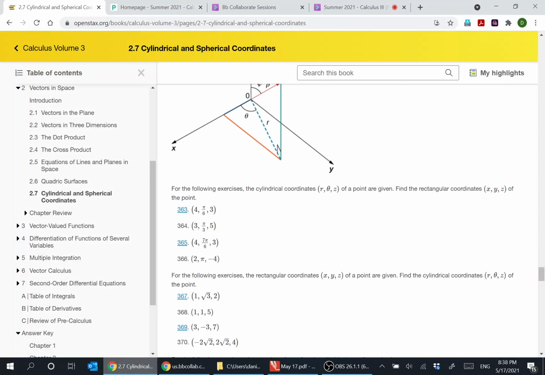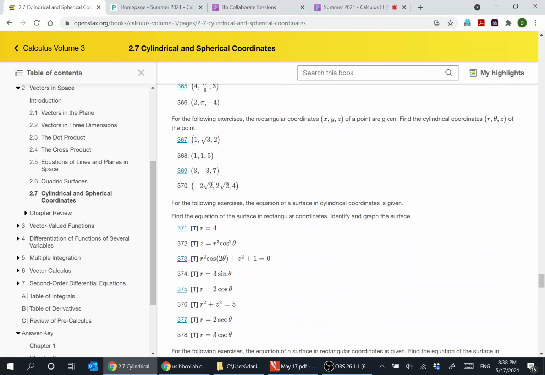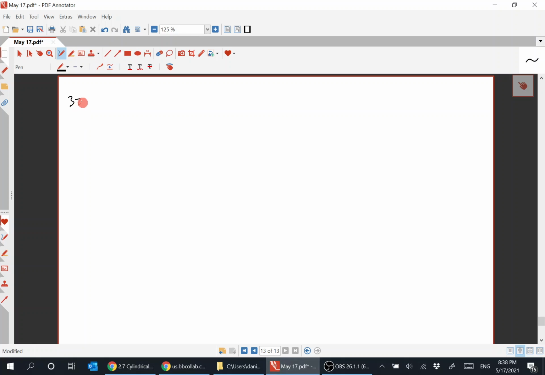371. So find the equation of the surface in rectangular coordinates and identify the graph of the surface. Okay, so what you can do is you can take the equation for r, theta, and z, and transform it into x's and y's. And then maybe you recognize the surface, or you could just recognize the surface from the equation. So in 371, we just have r equal to 4.